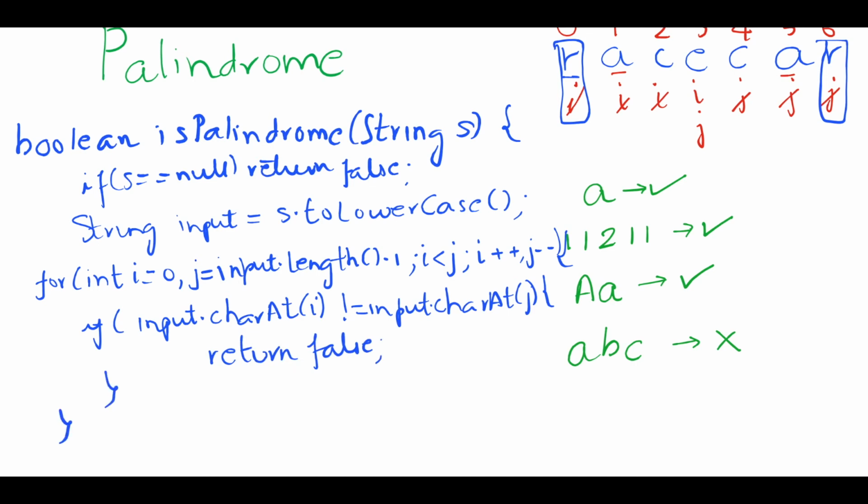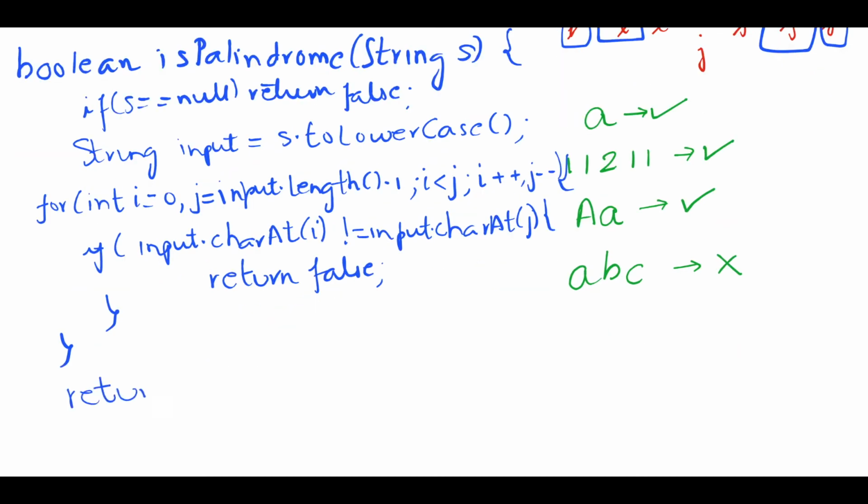We will again compare the characters at index i and j and apply the same process. We will continue this loop till i is no longer less than j or we have established that the string is not a palindrome. The loop has completed and we still haven't returned false. That means the string is a palindrome and we simply return true.